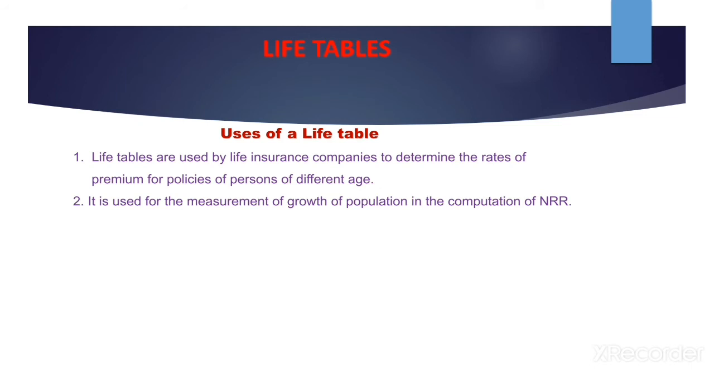The second use is the measurement of growth of population in the calculation of NRR. Using a life table, we can say what the growth of the population will be. The third use is the estimation of future population. See, using a life table, we can estimate the population of 2030 and also the population of 2050.